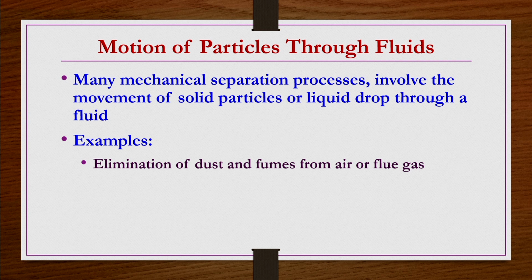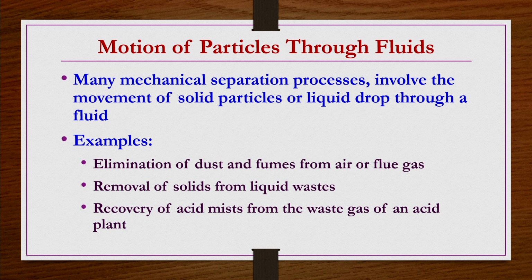Some examples are elimination of dust and fumes from air or flue gas, removal of solids from liquid waste, and recovery of acid mist from the waste gas of an acid plant. From the acid plant, whatever acid mists are there, if you release them into the air as they are, that is going to be very dangerous to the environment. So, you have to separate them and clean that air, and only then can you release the effluents into the atmosphere. So, these are a few applications. We have already seen several applications.